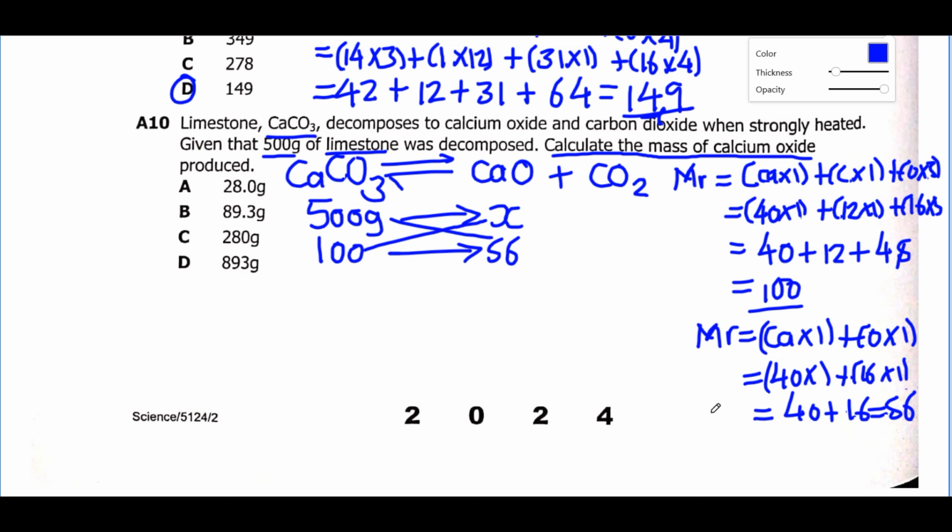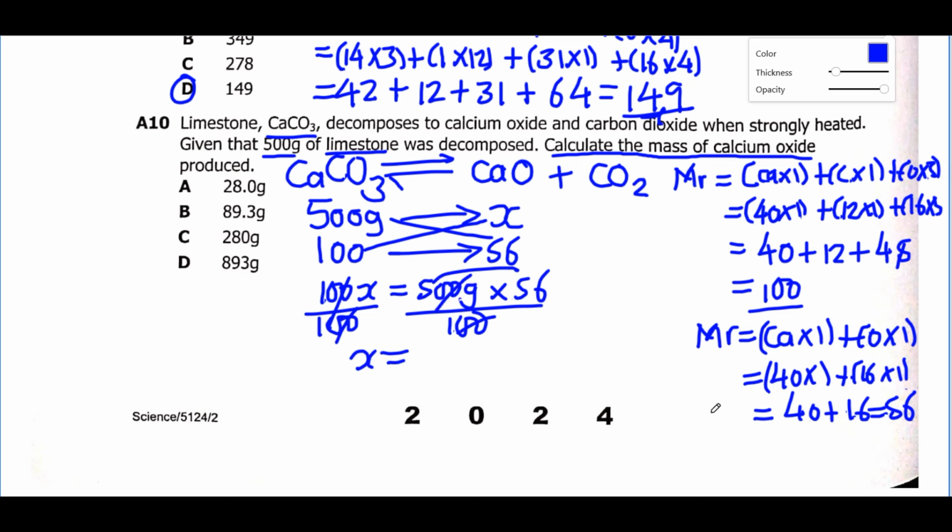So 100 times X will give me 100X. Then here we're going to have 500 grams times 56 over 100 over 100. So we can cancel. We cancel. So 5 times 6 is 30. We keep the 3. 5 times 5 is 25 plus 3 is 28. So 280 grams is our answer, which is C.